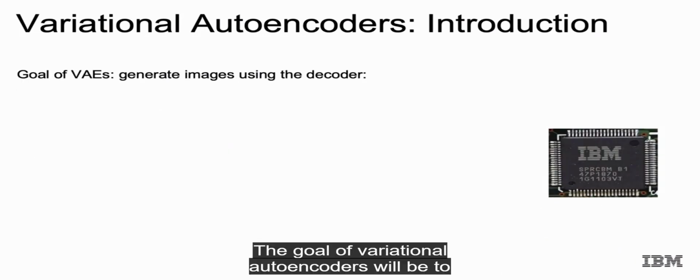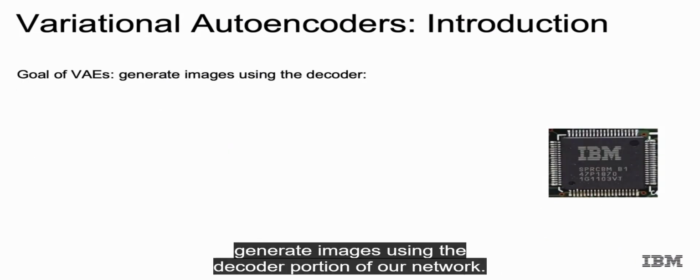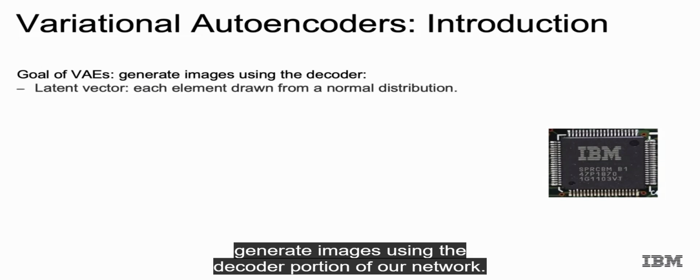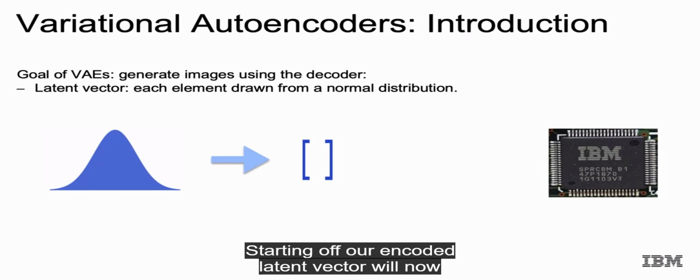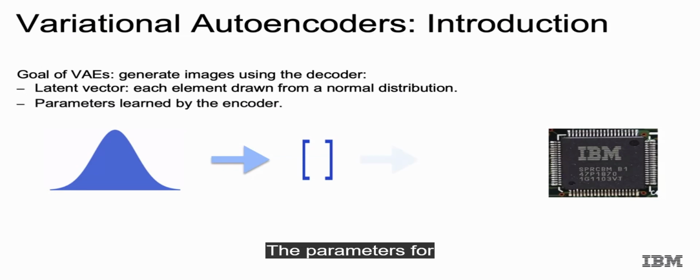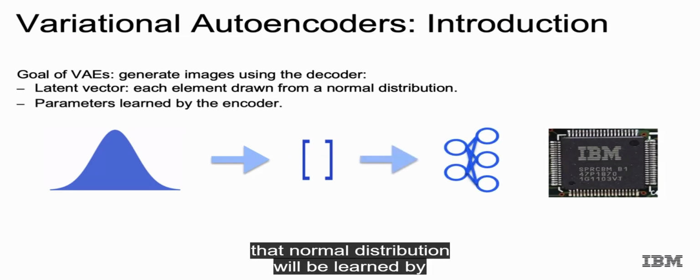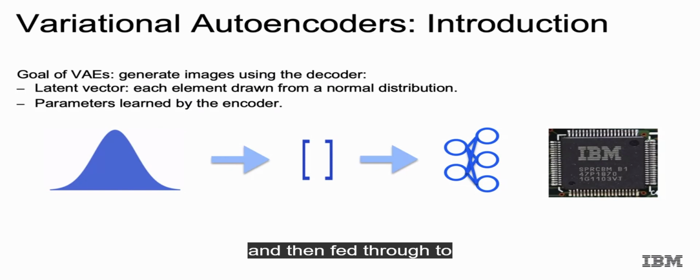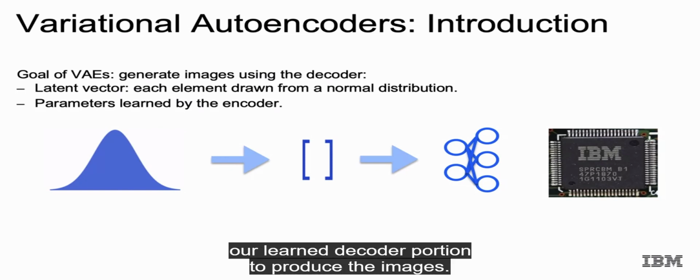Now, the goal of variational autoencoders will be to generate images using the decoder portion of our network. Now again, starting off, our encoded latent vector will now be represented by some normal distribution. And the parameters for that normal distribution will be learned by the encoder portion of our network within this variational autoencoder, and then fed through to our learned decoder portion to produce the images.